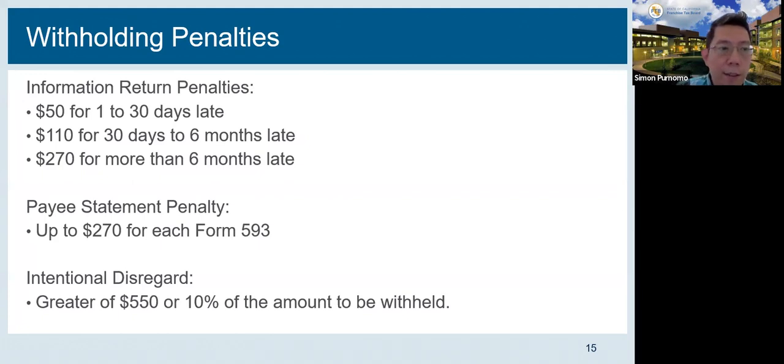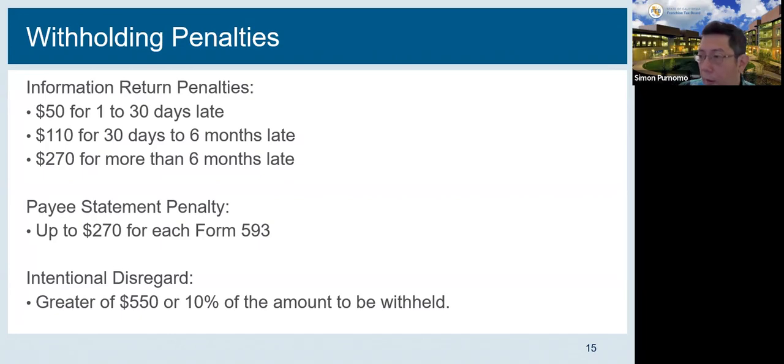Payee statement penalty. This can occur if you forgot to provide a copy of the Form 593 to the seller, and it is up to $270 for each Form 593. And intentional disregard can be imposed if the remitter intentionally did not withhold when closing the escrow, which is whichever is greater between $550 or 10% of the amount to be withheld.